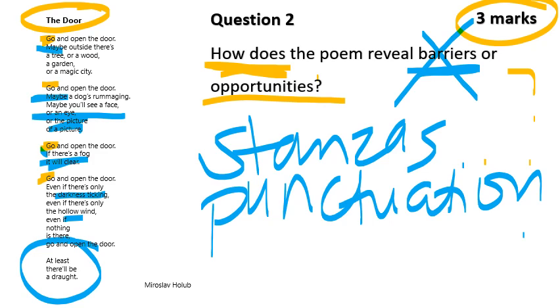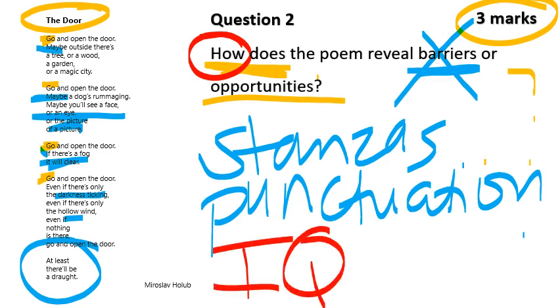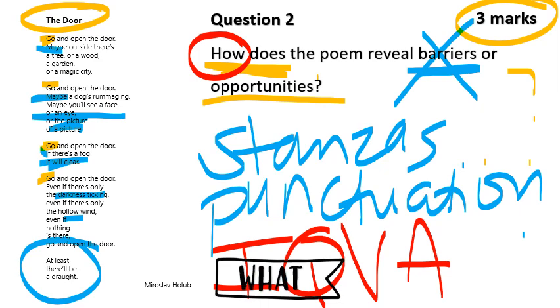So how does the poem reveal ideas about opportunities? Again, identify technique, quote it, say what it's doing with the verb, and then analyze the purpose and the effect. So remember, what?